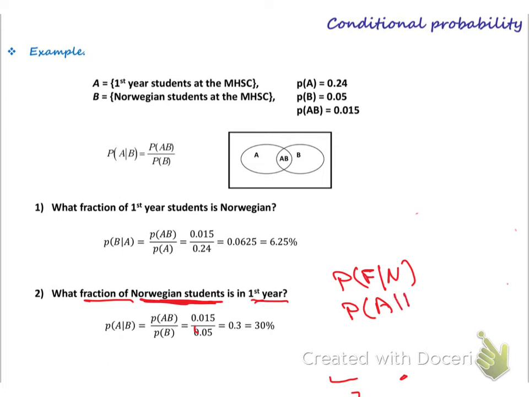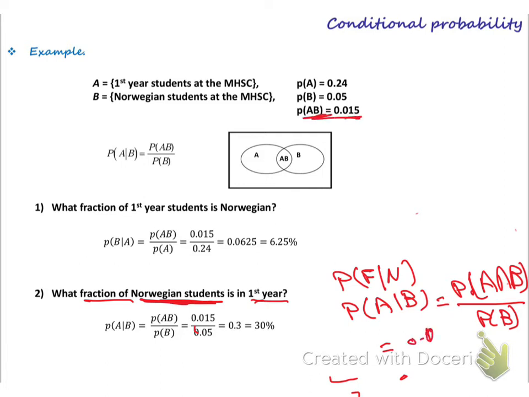So it will be equal to the probability of A intersect B, or AB, divided by the probability of B. Okay? So the probability of A intersect B, or B intersect A, is 0.015, divided by 0.05, which equals 0.3, which is 30%.